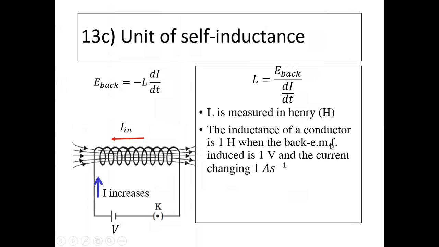So the inductance of a conductor is 1 Henry when the back EMF is 1 volt and the rate of change of current is 1 ampere per second. Then the inductance is 1 Henry.